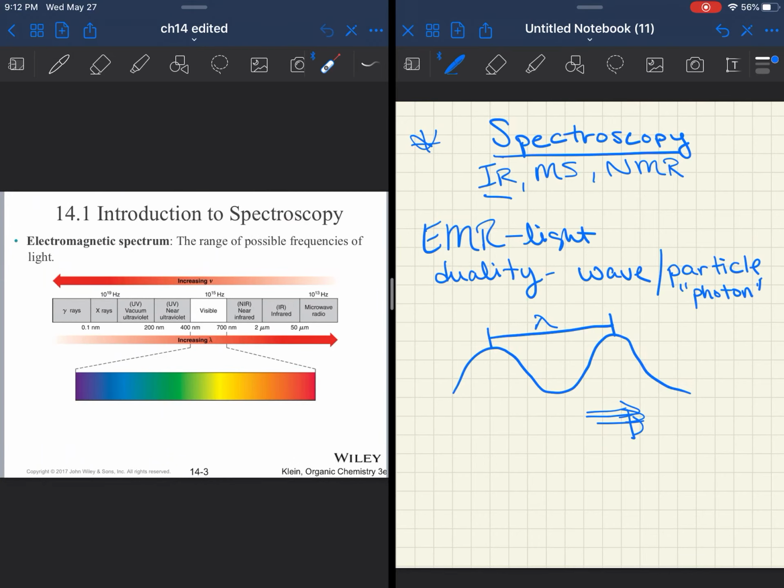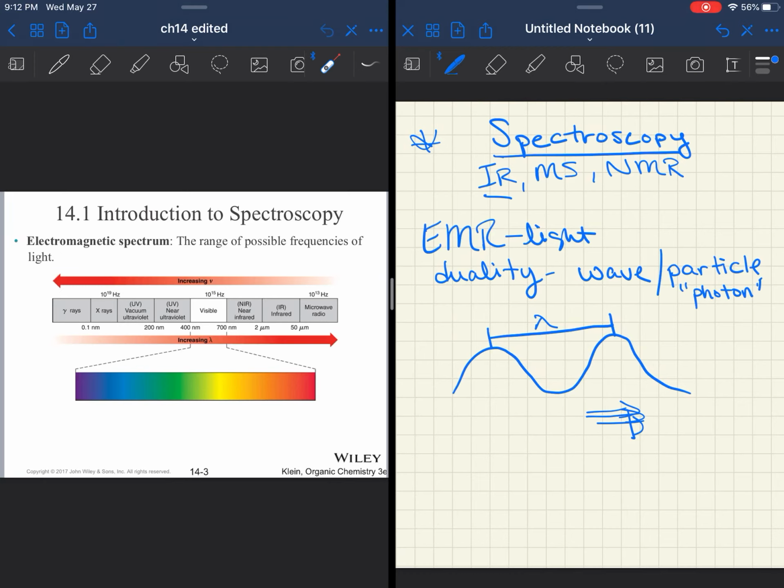This should be a very familiar picture. I think I recall seeing it in junior high science classes the first time. But this is your whole electromagnetic spectrum from your high energy, high frequency, short wavelength, cosmic and gamma rays, all the way down to your long wave, low energy, low frequency radio waves, with visible somewhere here in the middle. We're going to be really interested in infrared for IR spectroscopy and radio waves for NMR.